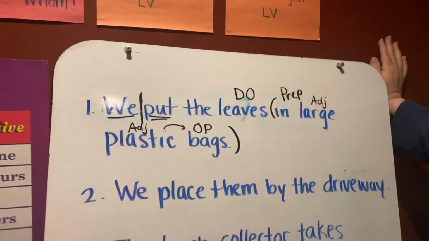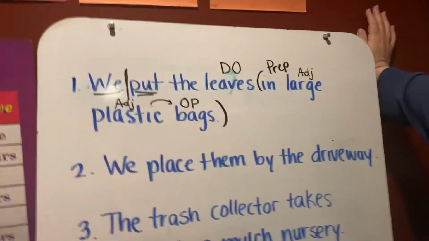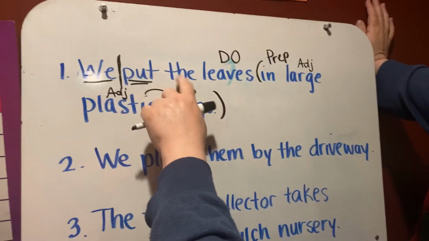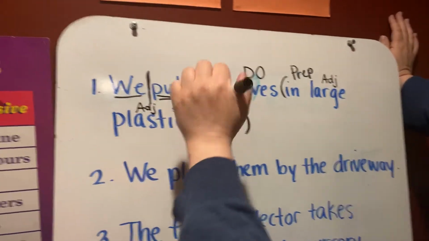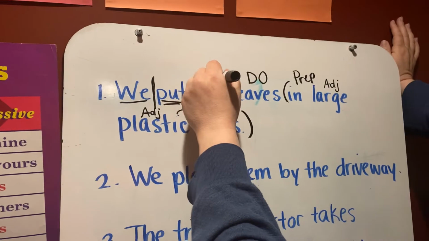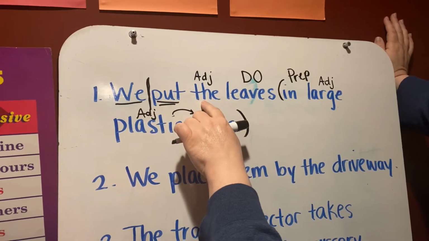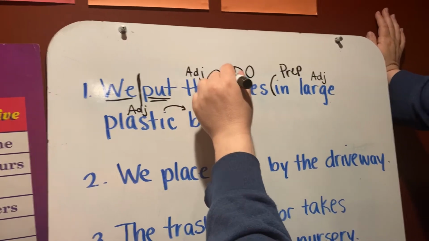So the only word we haven't identified yet is the, and we also know what the is. The is a special adjective, so we're going to mark it adjective, called an article, and it's describing leaves.